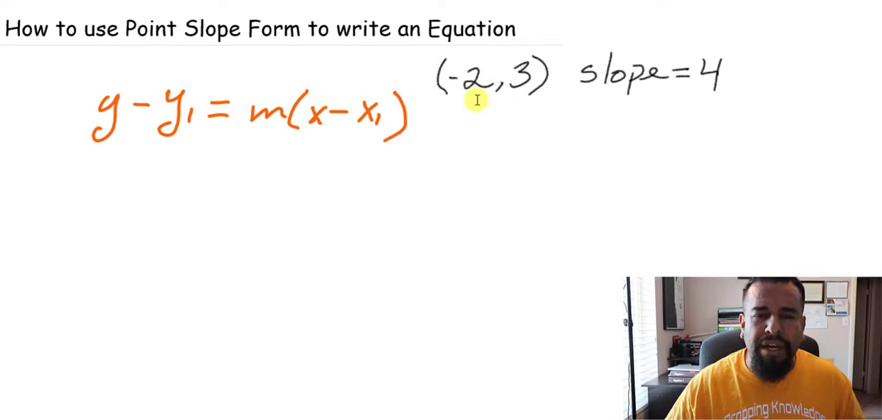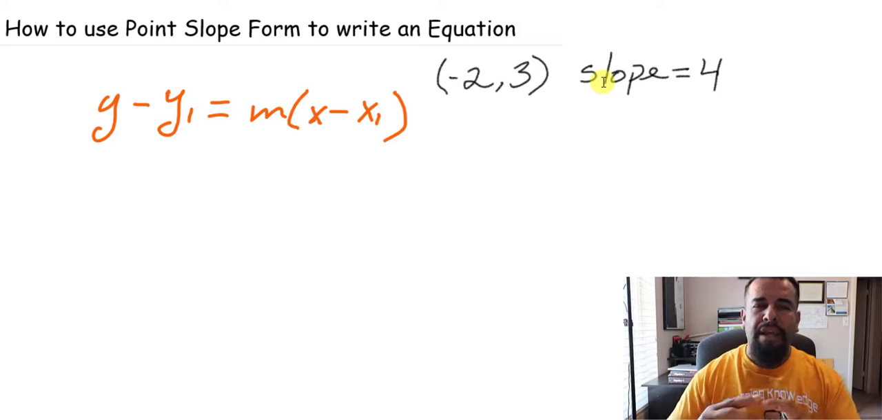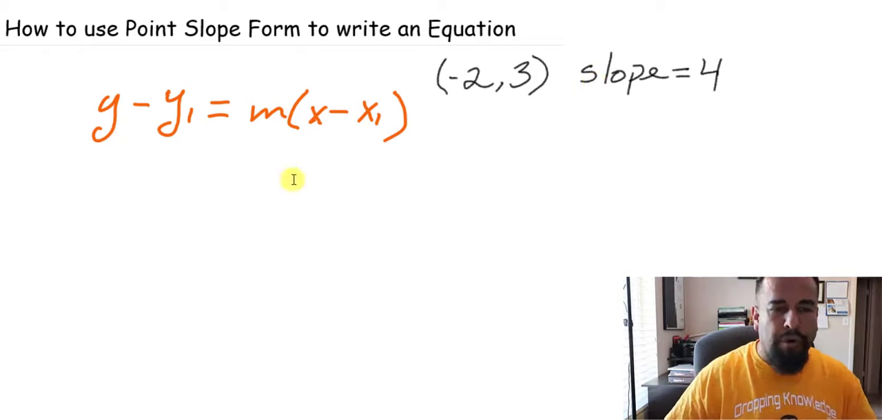In this particular one, notice I've written the ordered pair here that they want us to use, which is -2 and 3, and they've given us the slope. So this is going to avoid one step, which is us finding the slope using the slope formula.